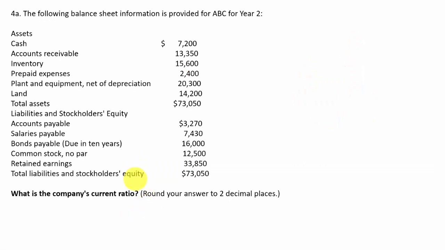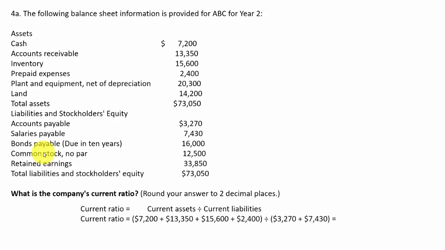Next, this question wants to know what's the company's current ratio. All right, we've got all this information and we're going to figure out current ratio. Current ratio again is going to be the current assets divided by current liabilities, and it looks like our current assets are going to be $7,200 in cash. Looks like $13,350 for accounts receivable, $15,600 for inventory, and $2,400 for prepaid expenses.